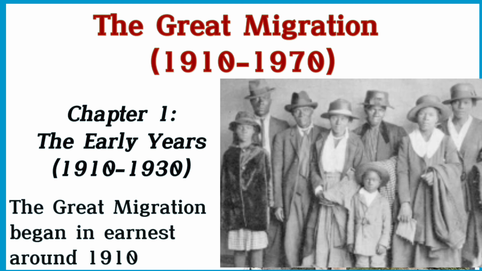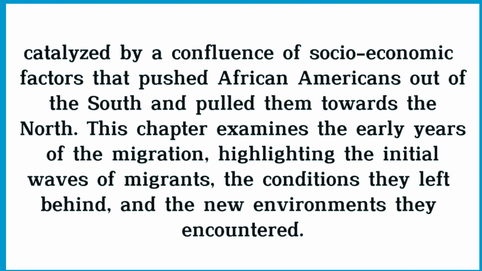The Great Migration began in earnest around 1910, catalyzed by a confluence of socio-economic factors that pushed African Americans out of the South and pulled them towards the North. This chapter examines the early years of the migration, highlighting the initial waves of migrants, the conditions they left behind, and the new environments they encountered.